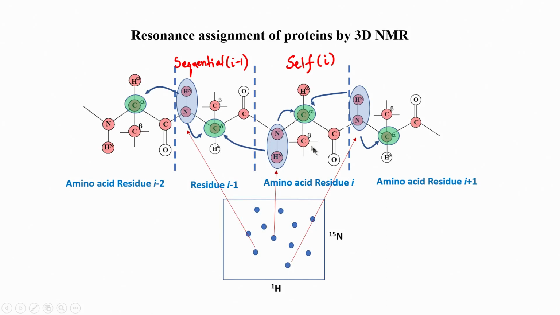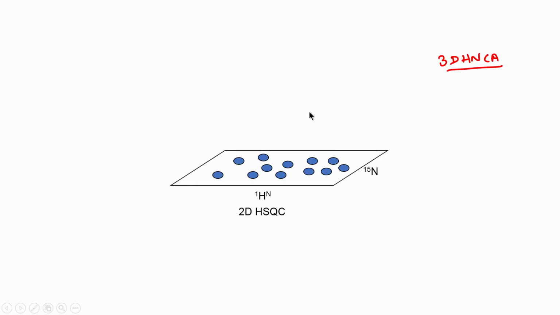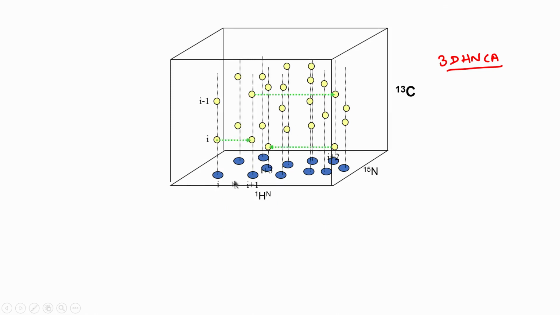We saw in the previous slide that the I plus 1 NH and I NH share or correlate to I C alpha. Similarly, I NH and I minus 1 NH correlate to I minus 1 C alpha. So they have a common connection. The same thing is shown here. From I, the I and I plus 1 NH peaks share a common C alpha I.